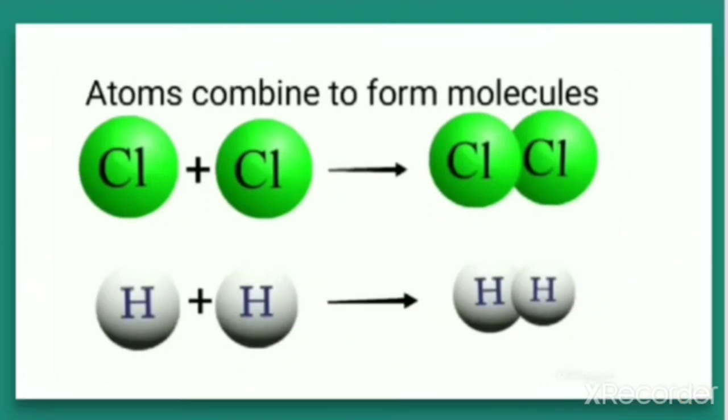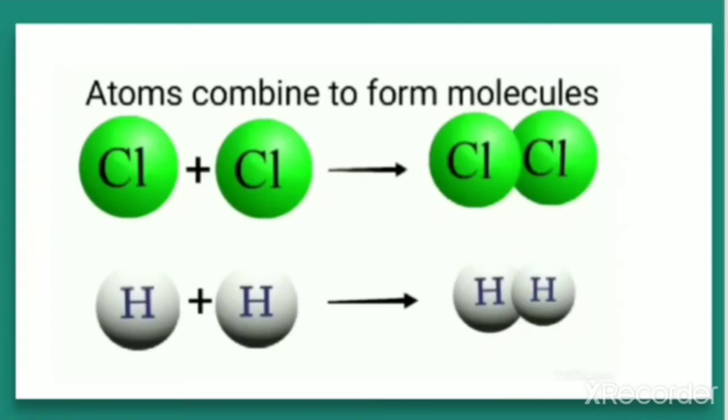So in a molecule, the two atoms are bound by a chemical bond. That is, they are held together by strong attractive forces. That is called a chemical bond. A chemical bond means an attractive force found between the atoms that make up a molecule. We will discuss the chemical bond in further classes.